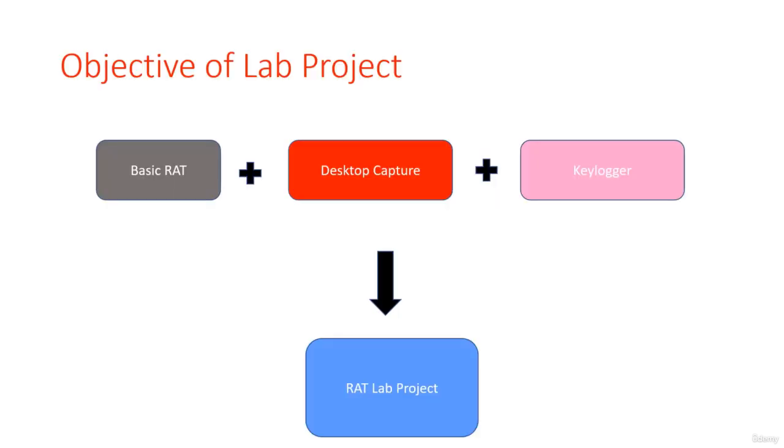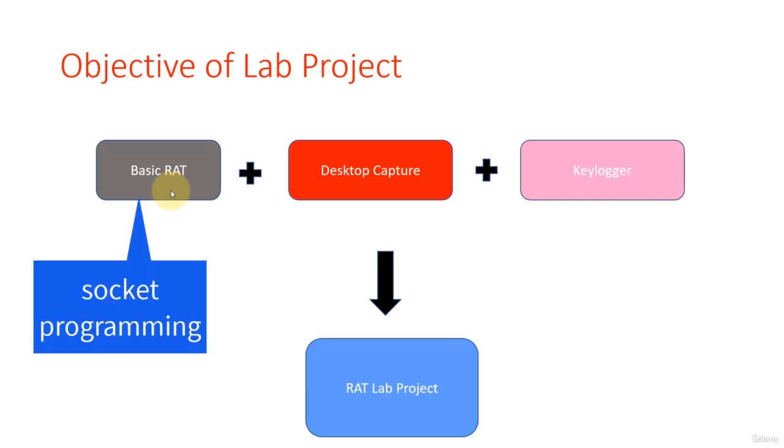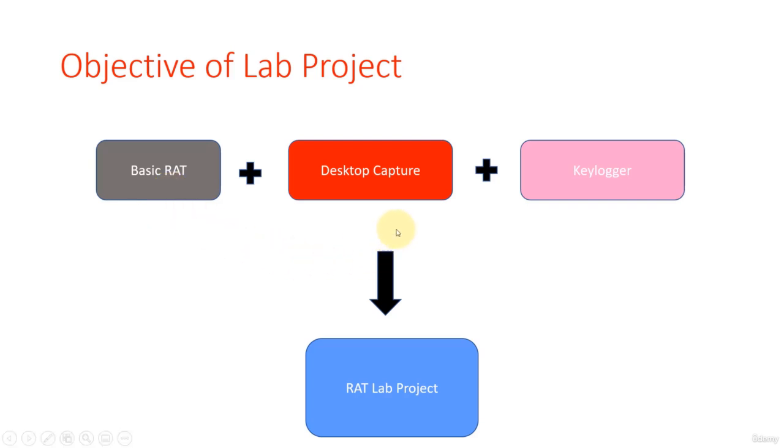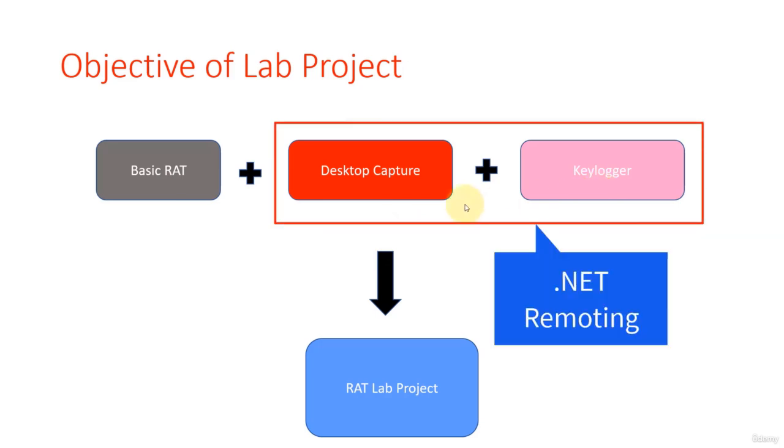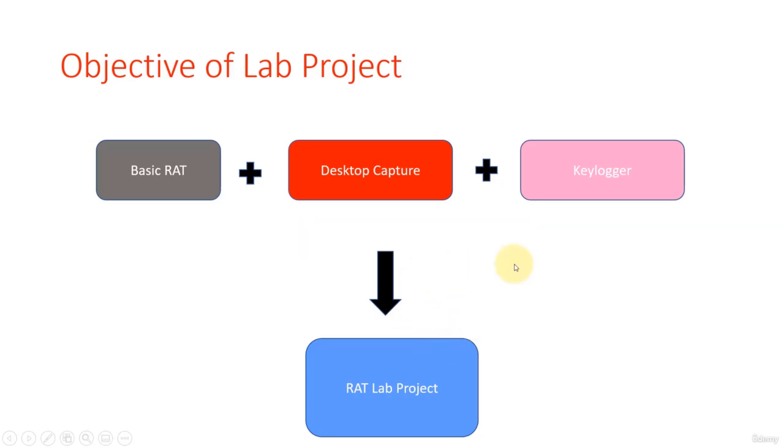The objective of the lab project is as follows. We will combine the basic RED together with the desktop capture and also the keylogger to produce one single program, and that is the objective. If you recall, the basic RED uses the traditional socket programming to implement the remote command execution as well as port binding shell. Desktop capture and keylogger both use the remoting technology to implement them. So let's see how we can combine them.